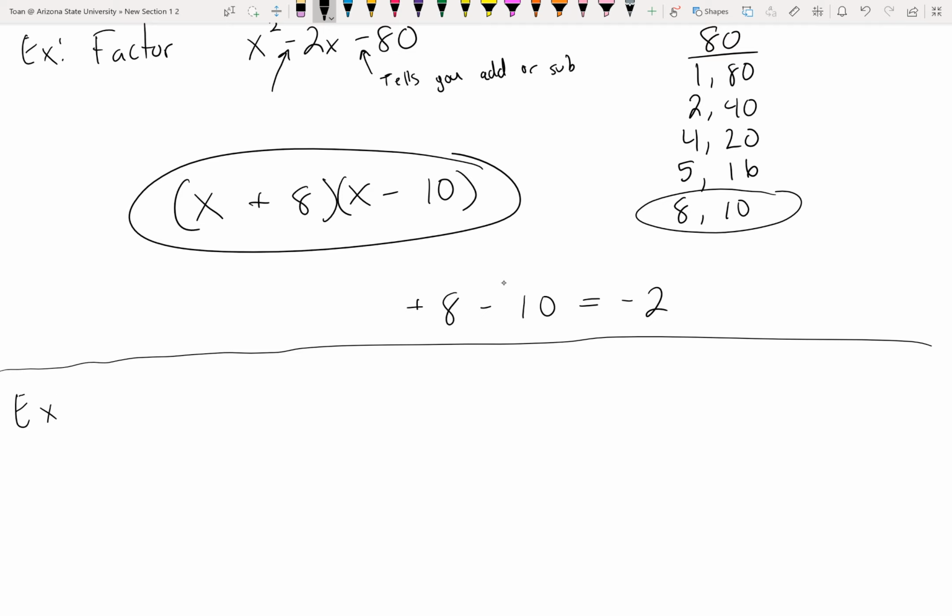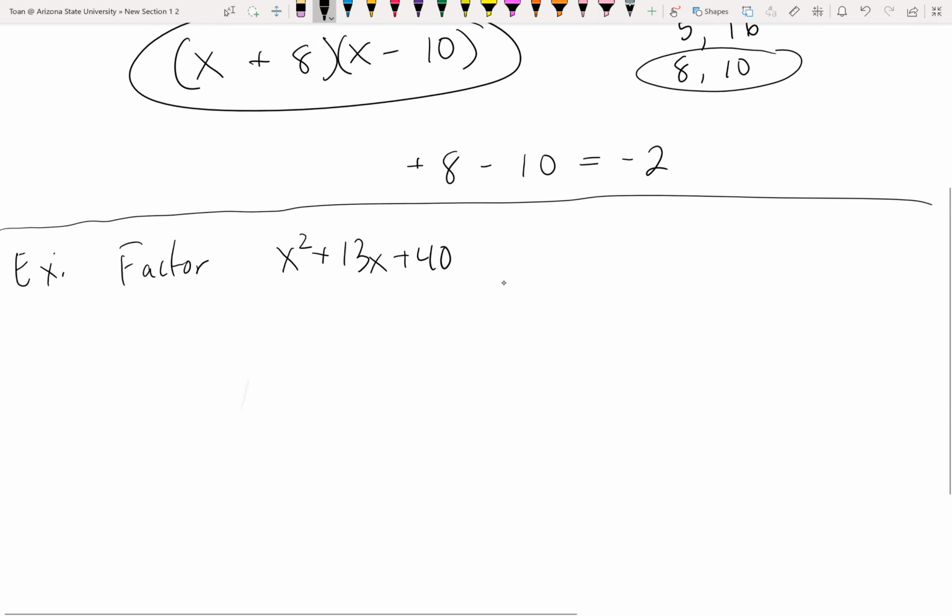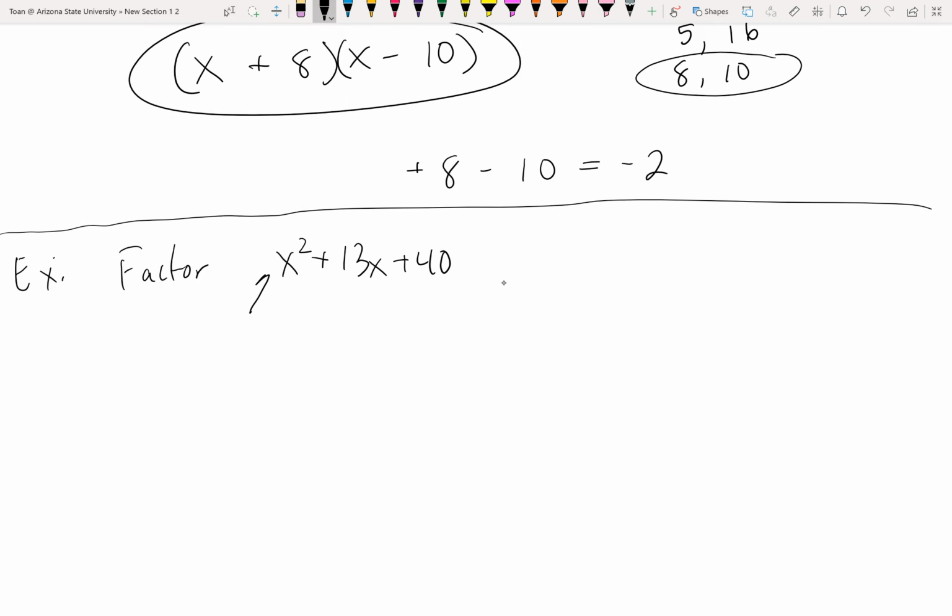Suppose I ask you to factor x squared plus 13x plus 40. So let's start. Leading coefficient is 1, so I'll just do 2 sets of parentheses, x and x. The last number is 40, so I'll pairwise factor 40.